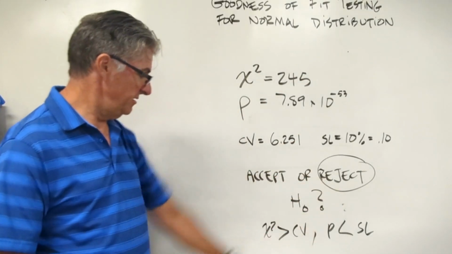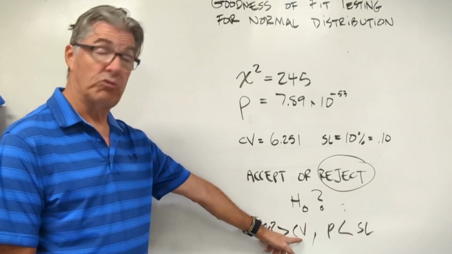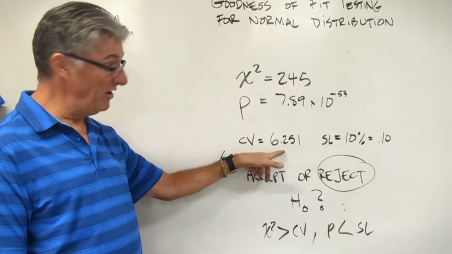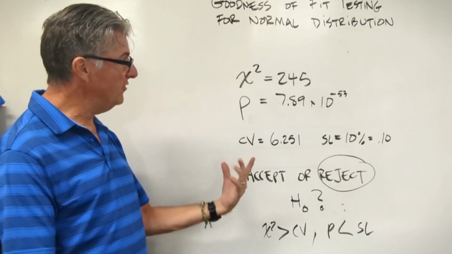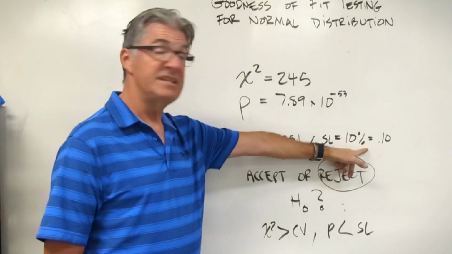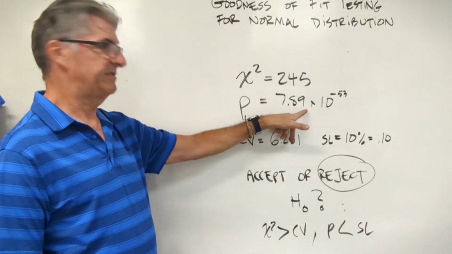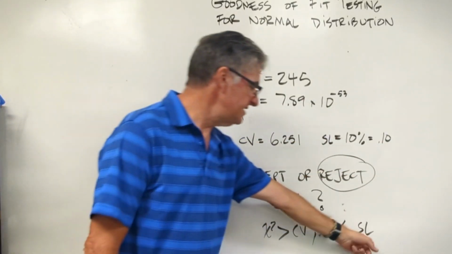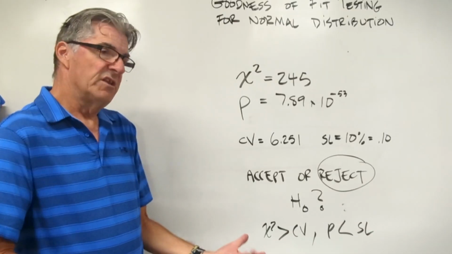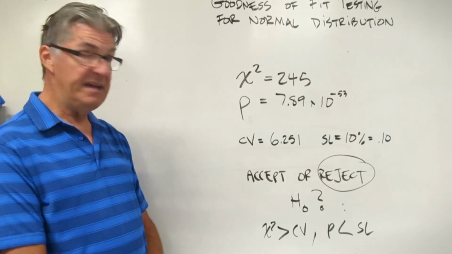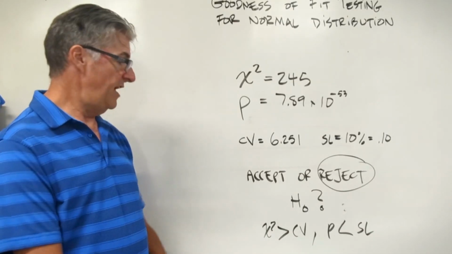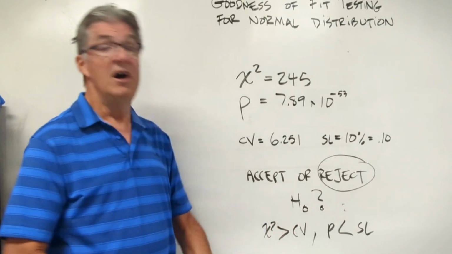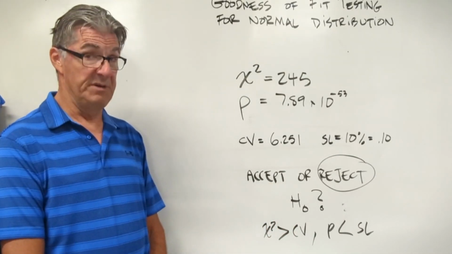Okay, so reject, because chi-square is greater than the critical value. Oh yeah, 245, 6.251, that's bigger. And then also, the p-value is less than the significance level, and that's a teeny tiny number, certainly less than 0.1. So the p-value is less than the significance level. So this is one of those where, if you had to make a bet, you could make a pretty big bet that the null hypothesis, that the data does follow a normal distribution, can be rejected.